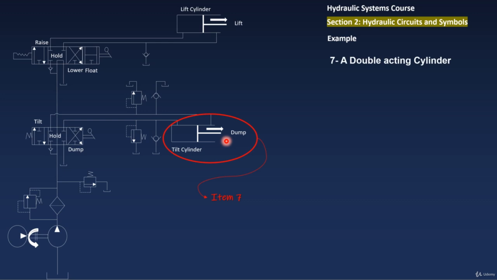Then we have a double acting cylinder used to do the operation, whether dump, tilt or hold. And why is it double acting? Because we have 2 ports here, port 1, port 2.